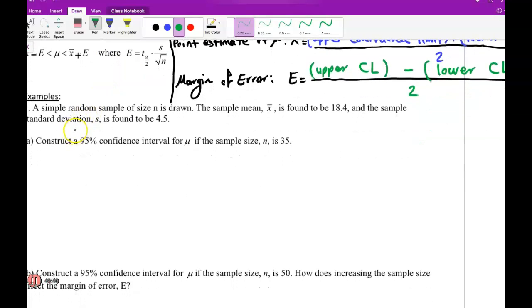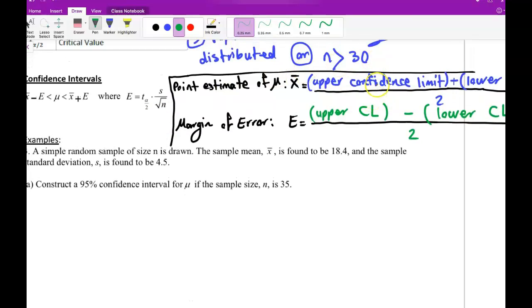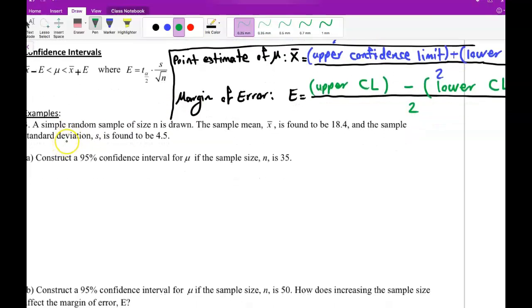Now example number 3. So this was confidence level limit, we have CL. Now example number 3, a simple random sample of size n and the sample mean x bar, and that is 18.4, and sample standard deviation s is 4.5.